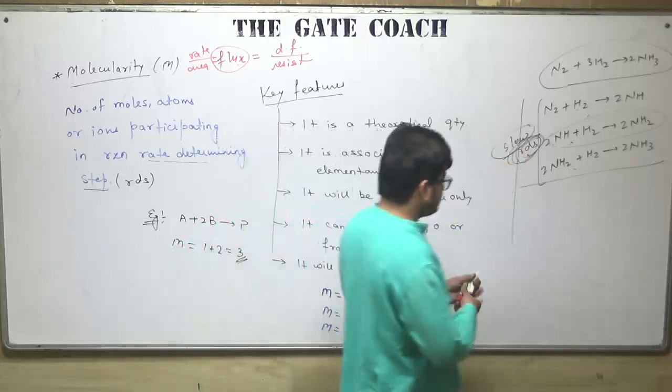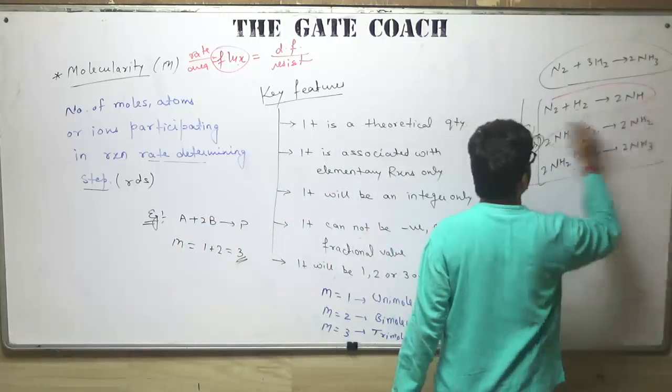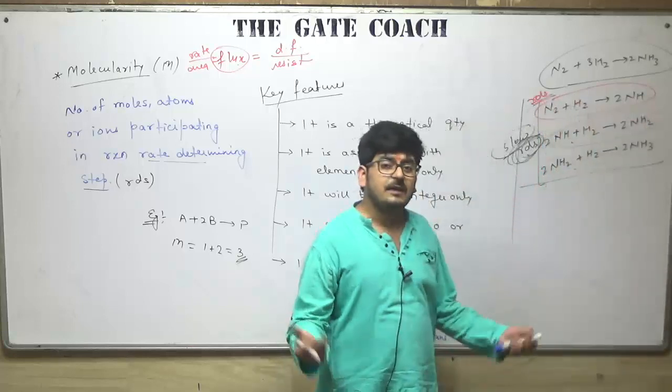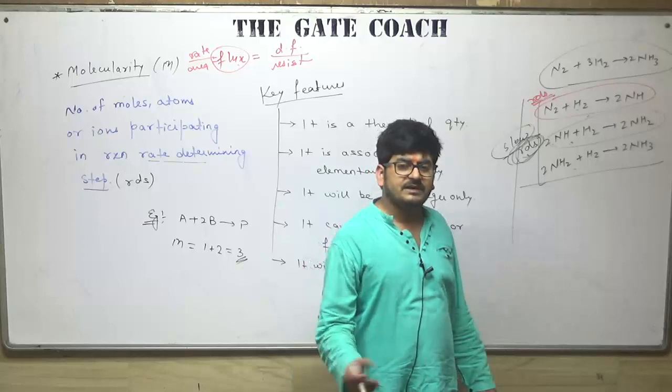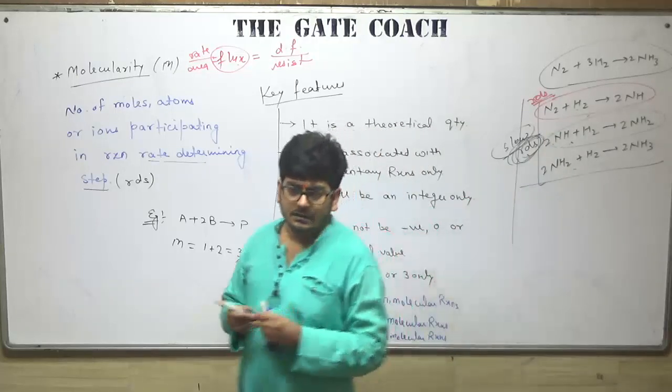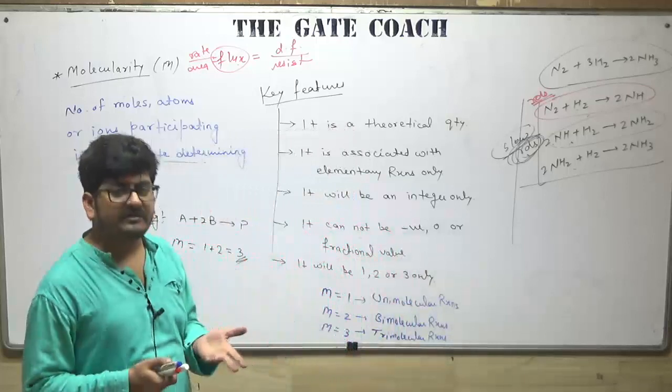And suppose if this first step is the RDS, let's say, if the first step is the RDS, then what will be the molecularity? 1 plus 1, 2. Okay. So I hope now you can define RDS.